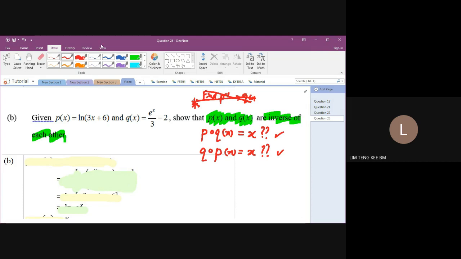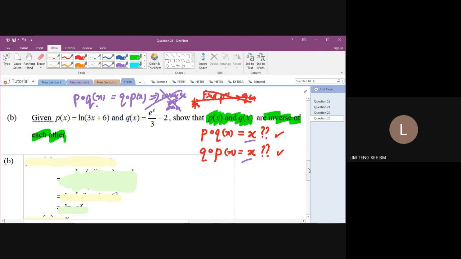One more important concept to take note of: please don't misunderstand, because some of the students happen to think that if I have the composites PQ and QP and they happen to be the same, therefore they are inverse of each other. This is not correct, because just being equal is not good enough; they must both equal x.